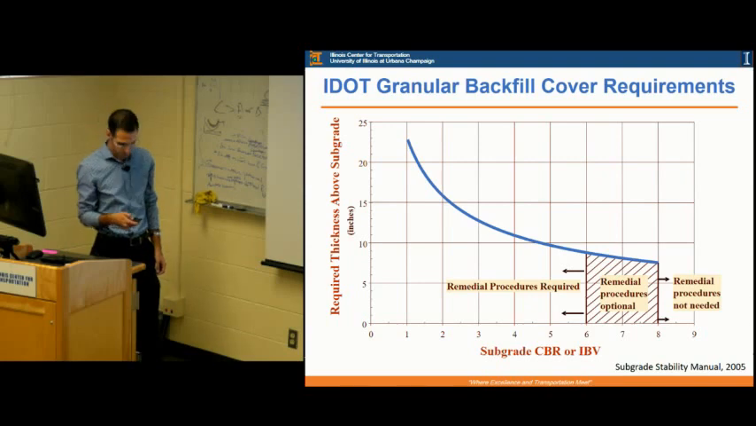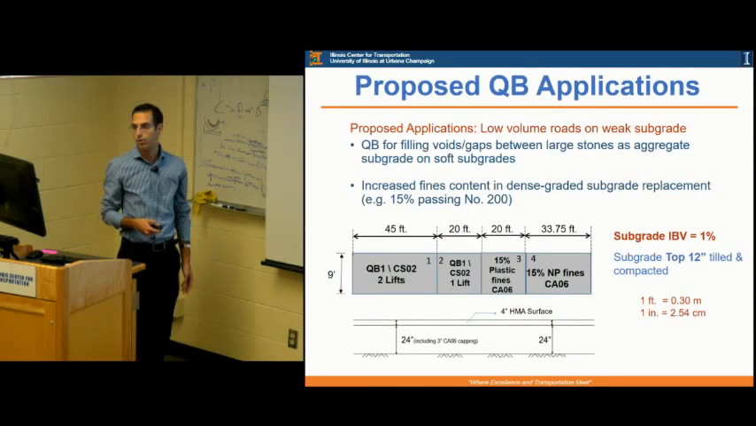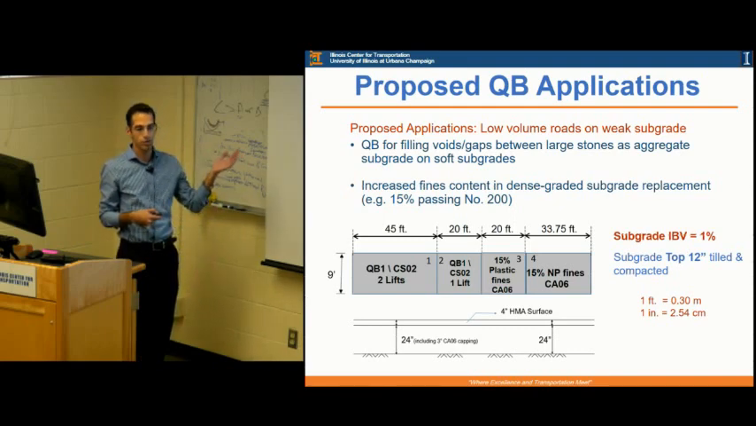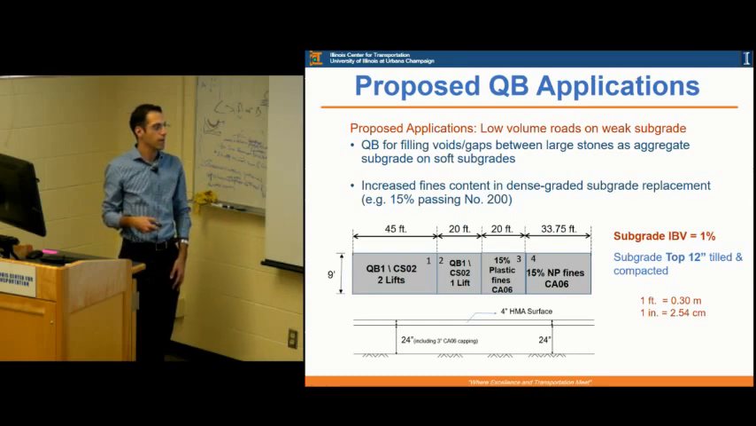Other applications that we have for the quarry byproducts are using the same materials that will be used in the construction platforms, but this time topping them with 4 inches of HMA and using them as low volume road applications. So we have the 21 inches of the materials, we have a capping layer, and then we have 4 inches of HMA surface on top. And these will also be built on a very weak subgrade of CBR1.